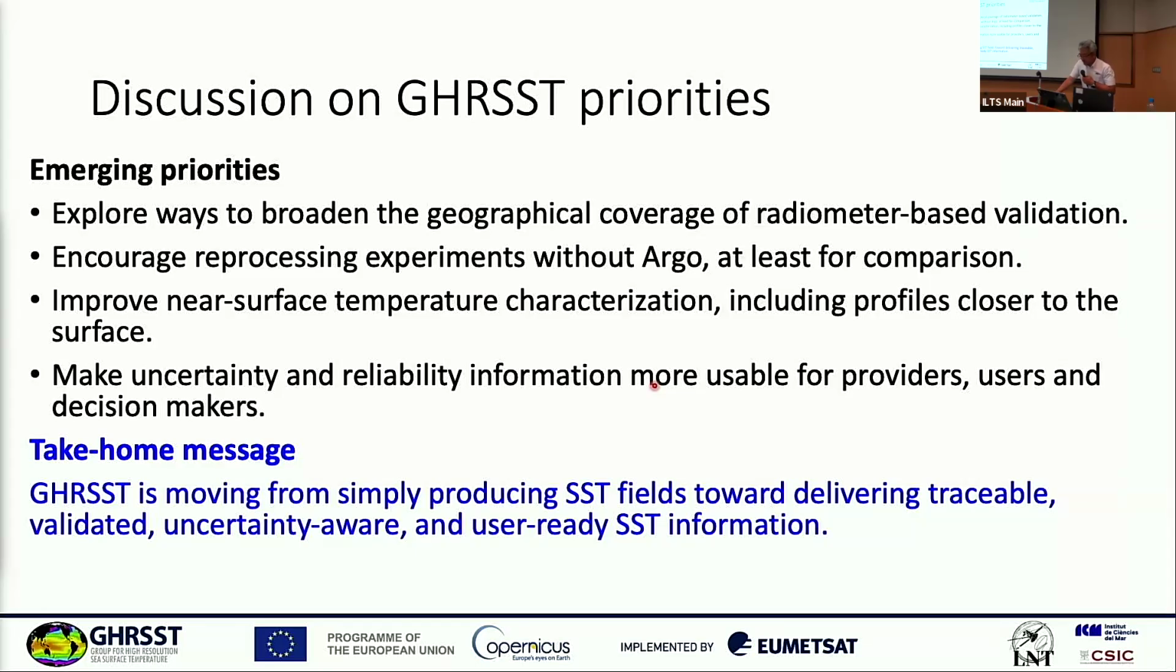And finally, uncertainty and reliability information need to be more usable for both data providers and users, including the decision makers. So the take-home message is that GHRSST is moving from simply producing SST fields toward delivering traceable, validated, uncertainty-aware, and user-ready SST information. So that's all I have.